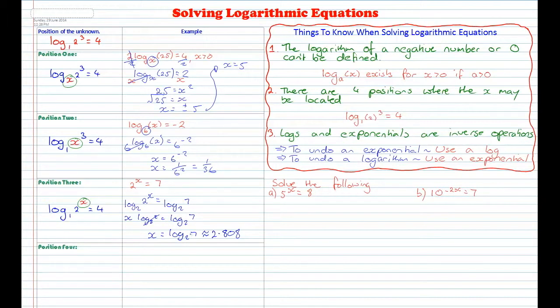So what I want you to do now is press pause and attempt the following questions. That is 5 to the power of x is equal to 8 and 10 to the power of negative 2x is equal to 7. Remember, when you're done to press play so you can check your answers out against mine.